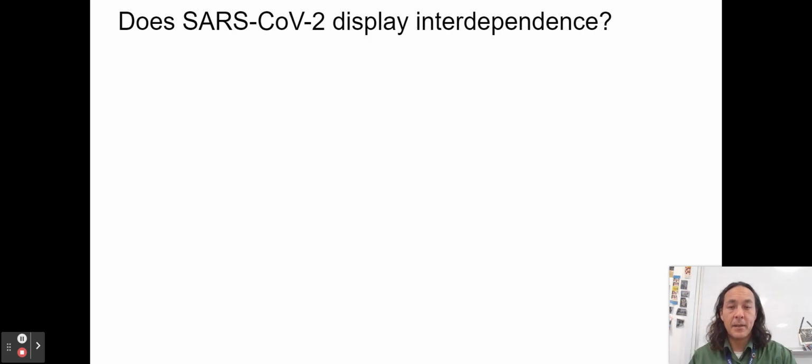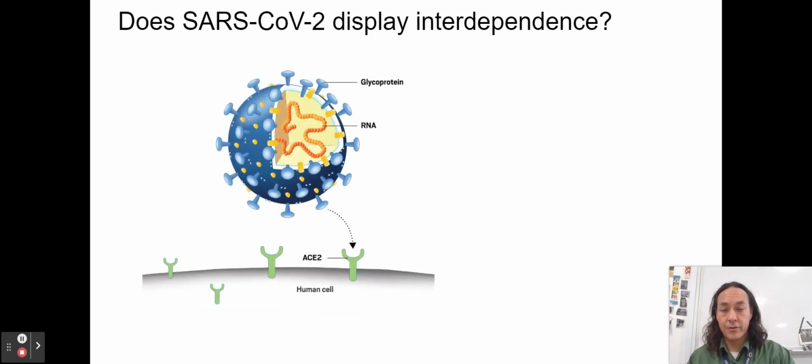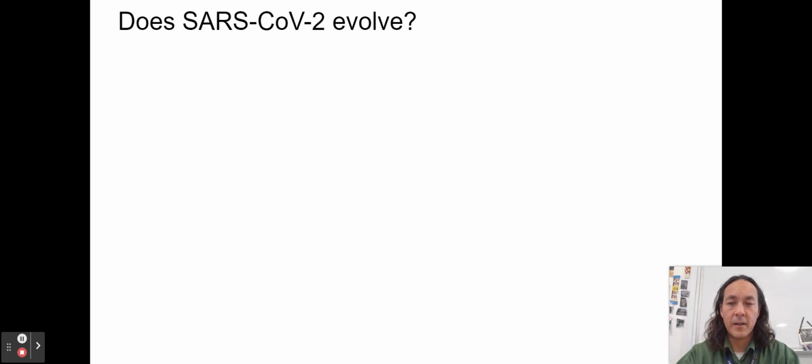Does it display interdependence? Is it reliant upon its environment? I'd say for sure, right? This one it definitely does. Not only does it have to dock with these ACE2 receptors to then be brought into the cell, but drastic changes in pH or temperature would affect it as well.